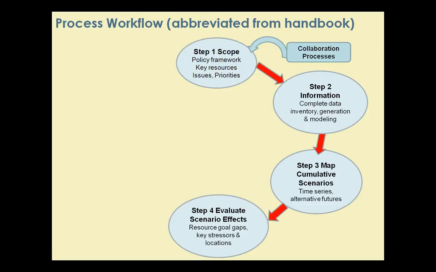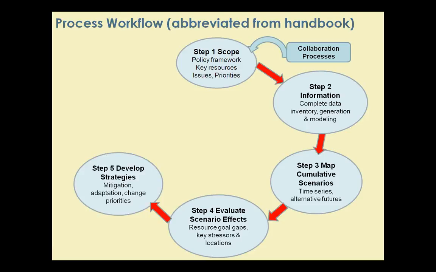Step four evaluates the scenario effects, so looking at resource goal achievement gaps and identifying what are the key stressors causing loss of our resources or damage to our resources, and where are the locations where that effect is happening. Step five looks at the results from our evaluation and develops strategies. These aren't maps or plans yet. These are typically written strategies for mitigation and adaptation. And it may also include changing our priorities for things that we can't do anything to solve.